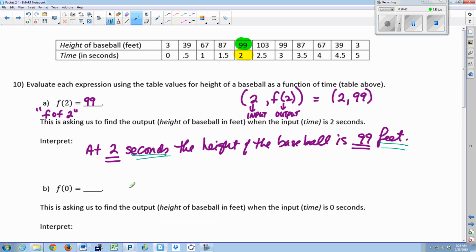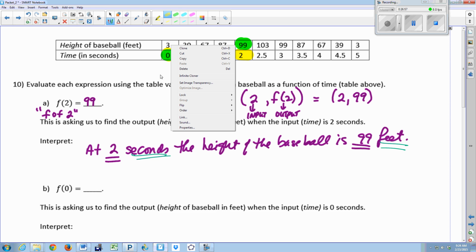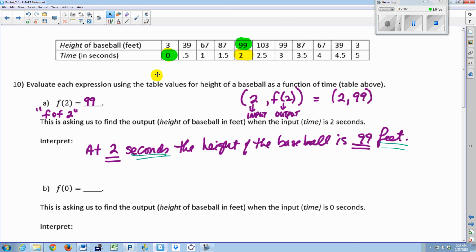Okay, f of 0. What's f of 0 going to be here? So here's 0. 0 is our input, right? 0 is the input. So I go up to my table to 0 seconds. And what's the output? 3.